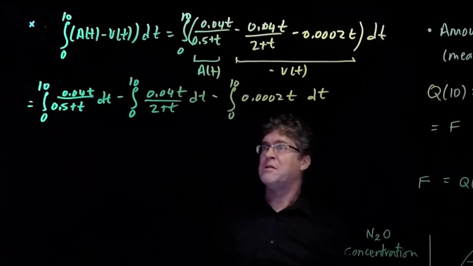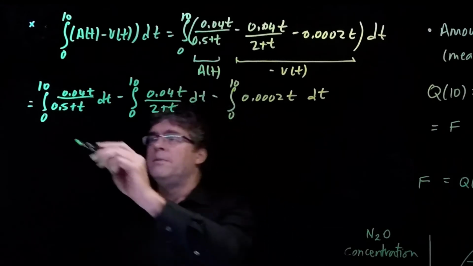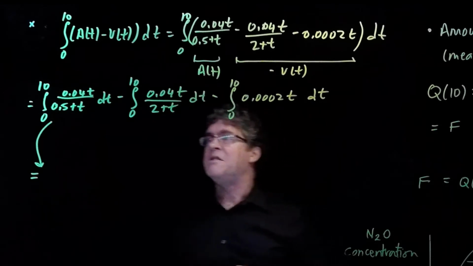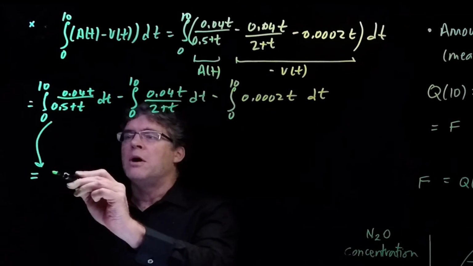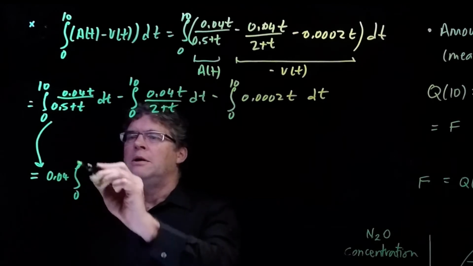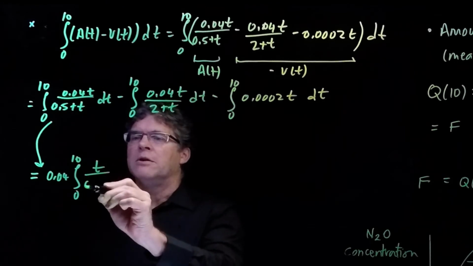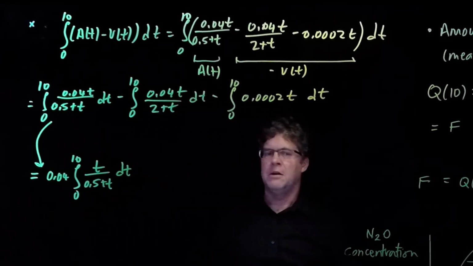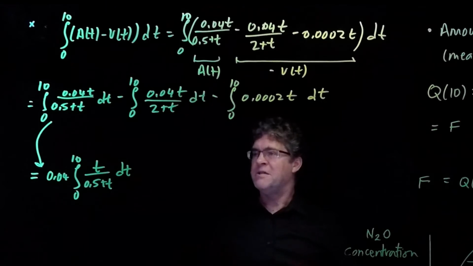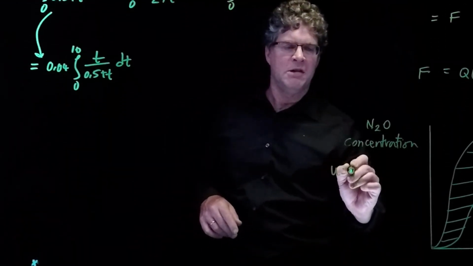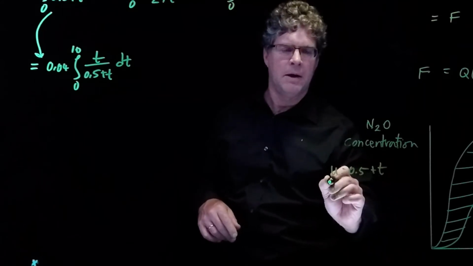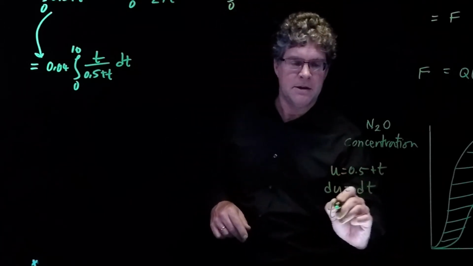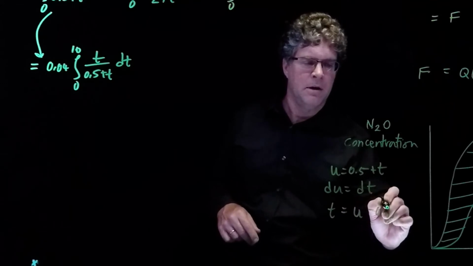I'm just going to focus on the first one here and show you how we can go ahead and do it. And I'm going to use integration by substitution. And so we're going to consider the following quantity. We're going to pull out the 0.04 integral from 0 to 10 t over a half plus t dt. And now we want to think about how we want to do this calculation. We can use substitution. So if we set u to be 0.5 plus t, then du is equal to dt. Also, we can write t is equal to u minus 0.5.